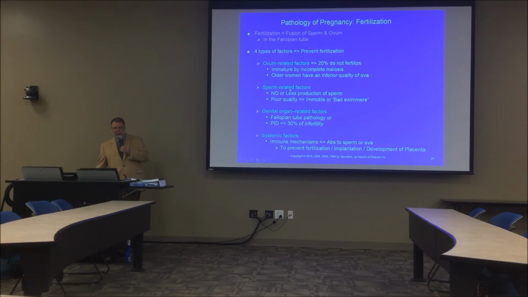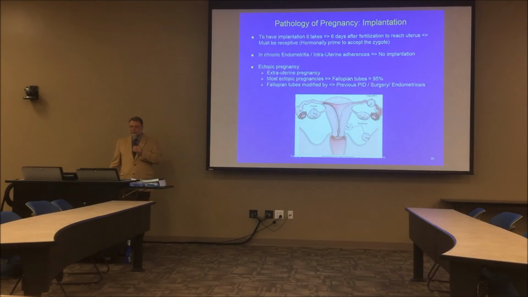When there are sperm-related factors, either no sperm is produced or the quality is bad. When it's egg-related, ovum-related, which 20% will not fertilize, these are typically because they're immature, by incomplete meiosis, and if something happens at this stage, you know you're going to have some problems, such as genetic ones, and the most typical one is Down syndrome. And older women have an inferior quality of ovum.